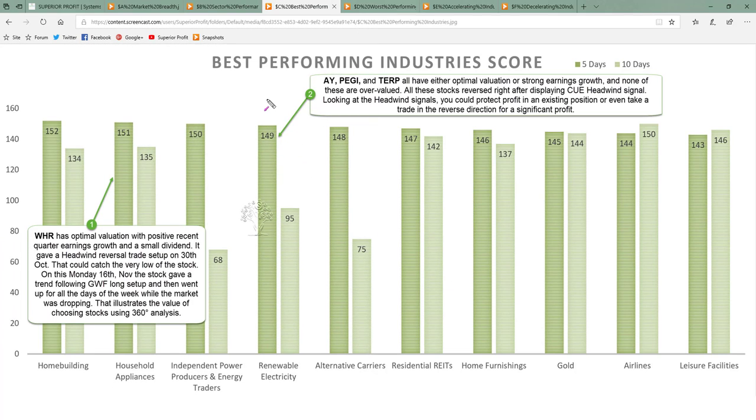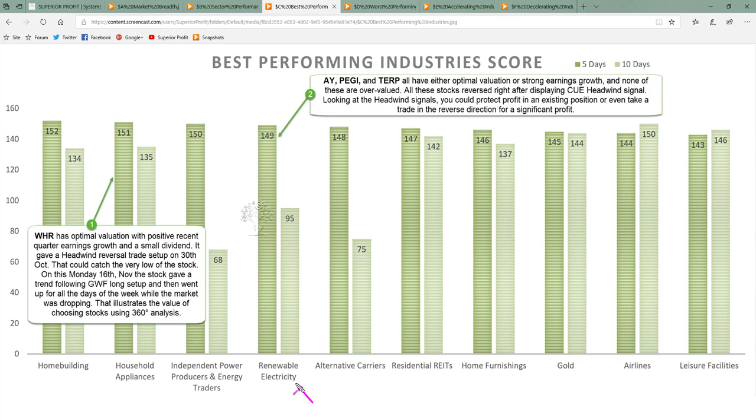Back to the best performing industries list. When you are looking at these industries, you are looking for buying opportunities. You will like to get those buy setups in stocks that are fundamentally strong, either in terms of valuation or in terms of earnings growth, sometimes both. And then if the stocks are giving technical buy points, then you have all the forces aligned with your trend.